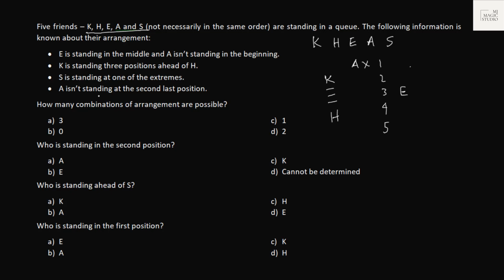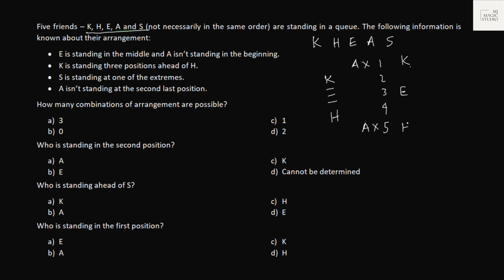S is standing at one of the extremes. A isn't standing at the last position. A is also not at this position. Now we have got only 5 people. K is standing 3 positions ahead of H.